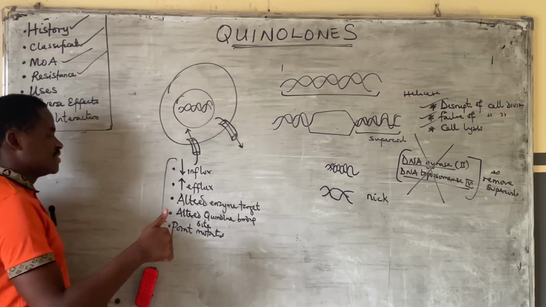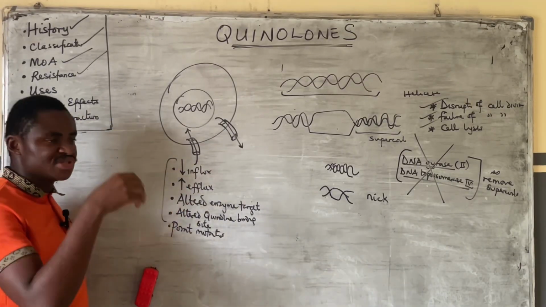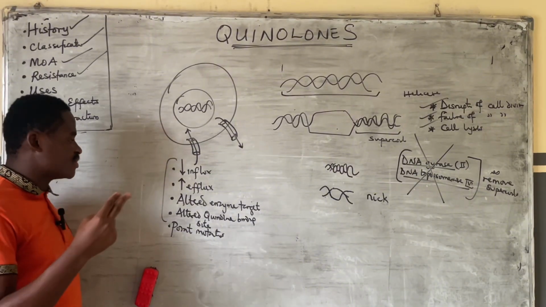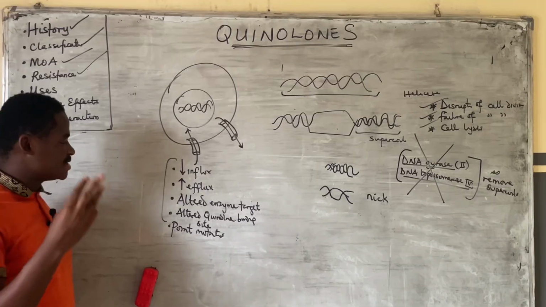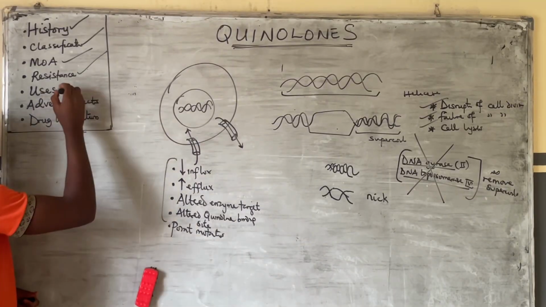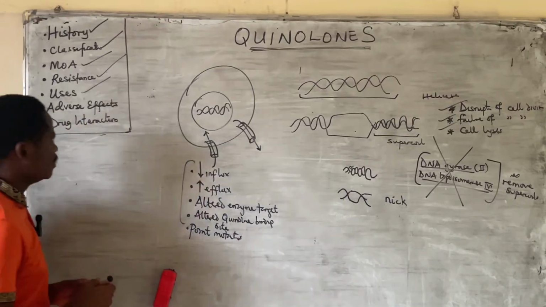So, increase in efflux, pump it out. It doesn't have any action to eventually reach the site of action. Or decrease in influx, or altered enzyme target, altered quinolone binding site, and point mutation. Now, what about the uses of quinolone?